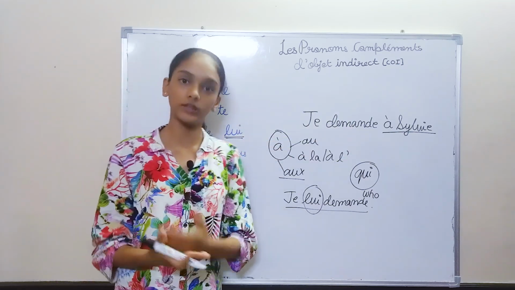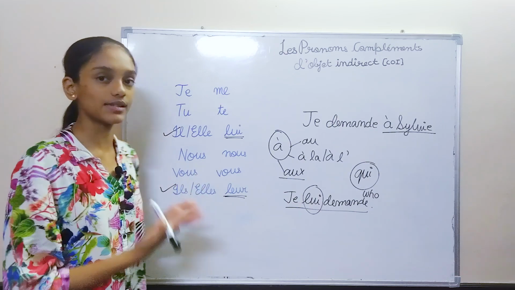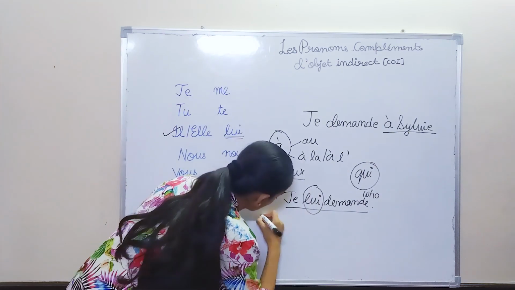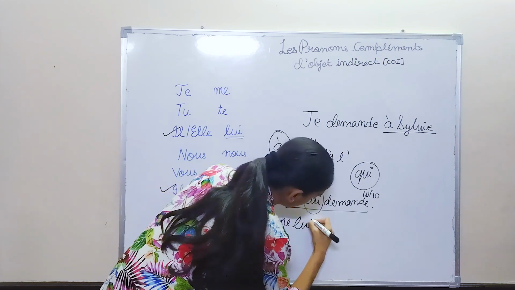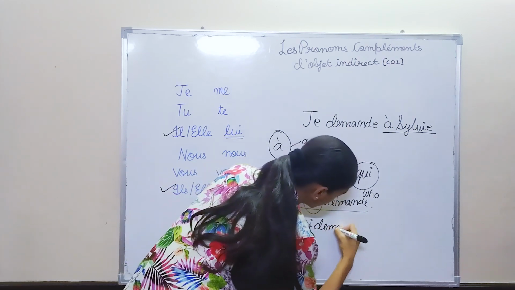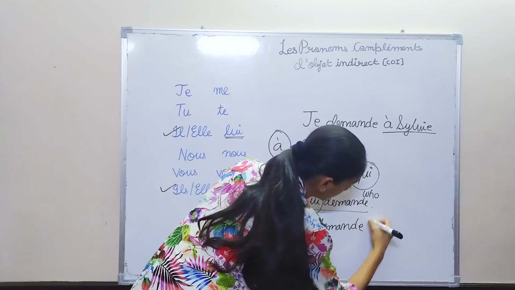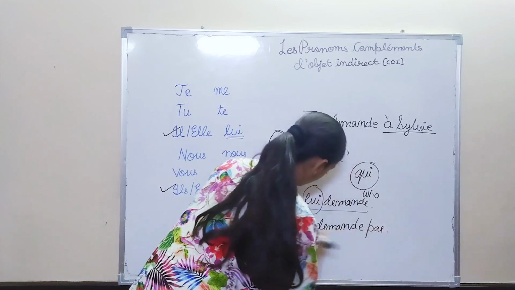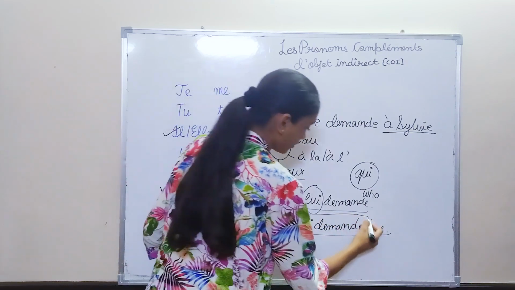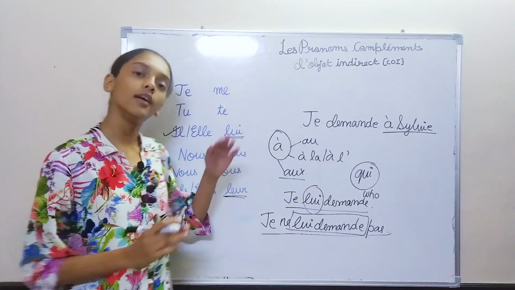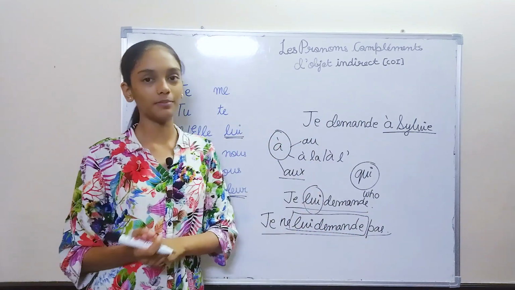Now, how do you do the negation? It's just the same as COD. To negate this, we'll write je ne lui demande pas. Simple. Around this whole lui demande, ne and pas will be placed.